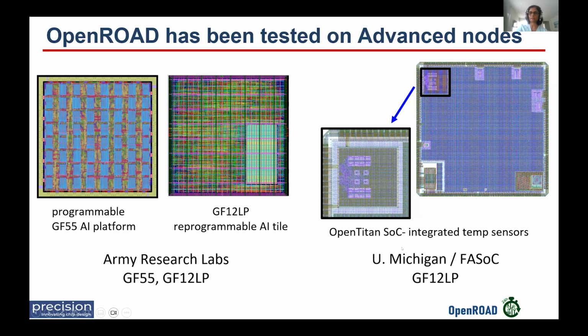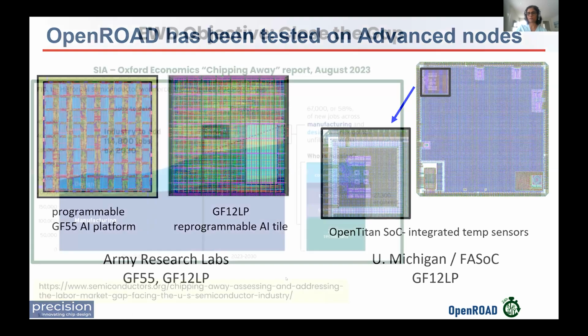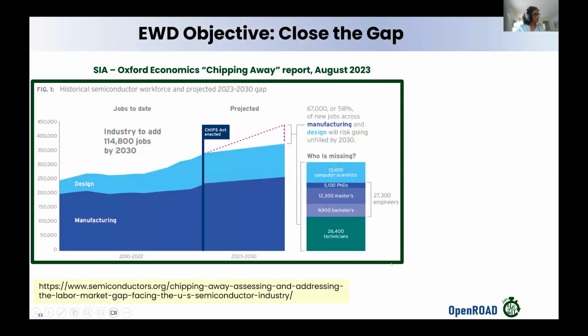And on the right is another example. University of Michigan is a strong collaborator, and they have created this analog chip, which they integrated using the OpenTitan framework with OpenROAD. And this is another example of our collaboration, of how we work with our ecosystem partners in the open source community to expand the scope of chip design in applications.